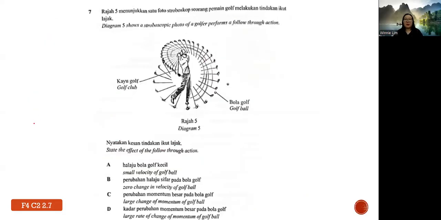Question 7. Diagram 5 shows a stroboscopic photo of a golfer performing a follow-through action. What is the effect of the follow-through action? So I will tell students, the follow-through action applies the concept of impulse. Okay, so what is actually impulse? Impulse, symbol J, can be force times time, or rate of change in momentum. Change in momentum. They are the same thing.